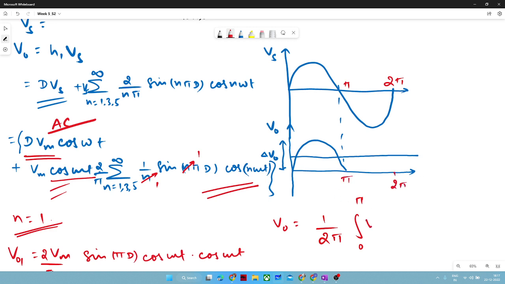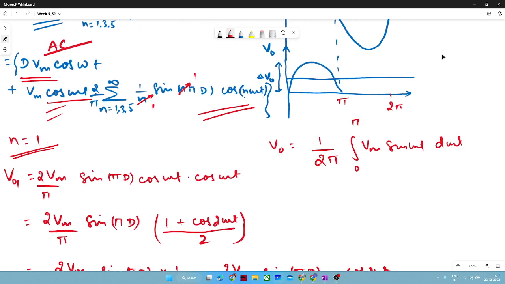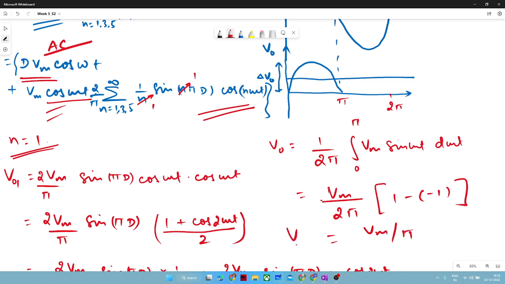And your supply is Vm sin omega t, so Vm sin omega t d omega t. And if you integrate it, Vm by 2 pi, integral of sine is cos, so 1 minus minus 1. So that is Vm by pi, right? So this is the average value of your output voltage for this half wave rectifier.